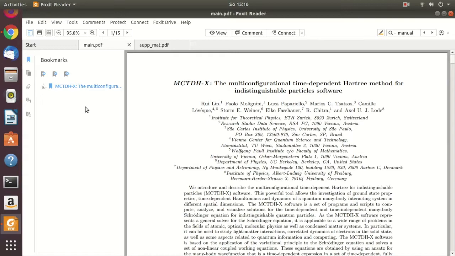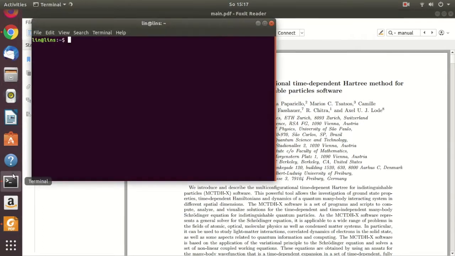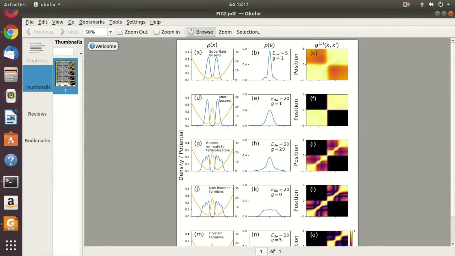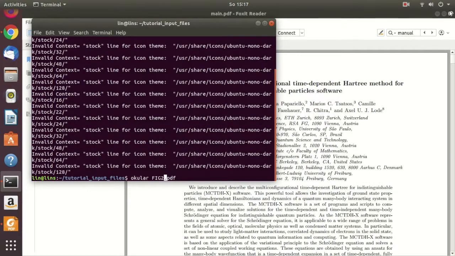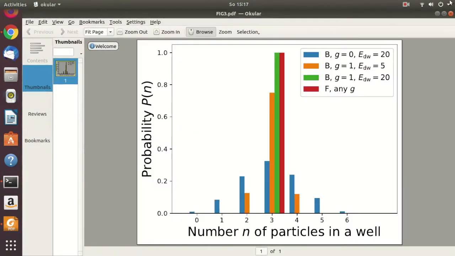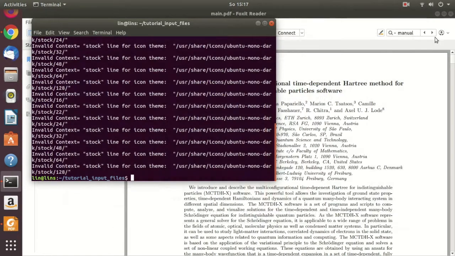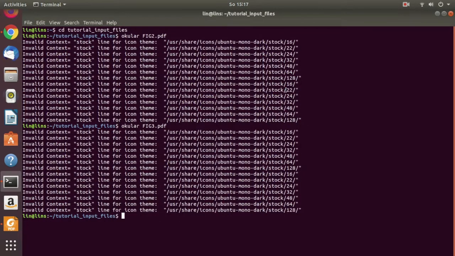In the last video, I have shown how to use the provided bash script to do a complete procedure of MCTDH-X in order to reproduce figure 2 and also figure 3 of the manuscript. In this video, I will go through the simulation results and show you how to interpret these results.